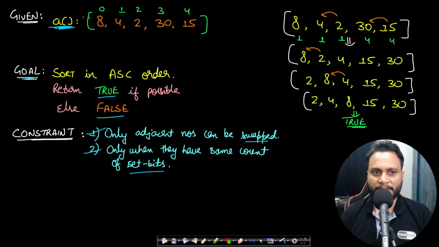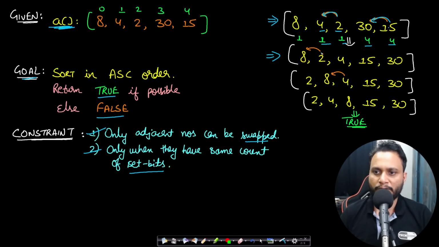So if we look at this given example 8, 4, 2, 30, 15, can we sort it in ascending order? Well, if you look at the state on the right hand side, then I can actually swap 2 with 4 and 15 with 30, because 2 and 4 have 1 set bit and 15 and 30 have 4 set bits. Now after the swap, you will get to the second state.